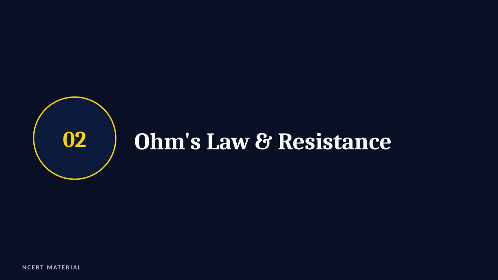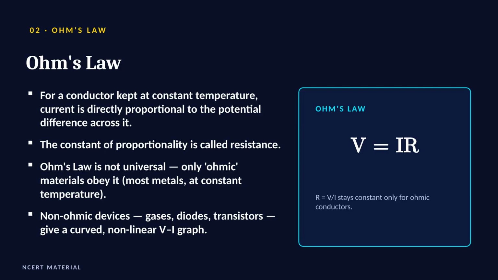Moving on to section 2, Ohm's law and resistance. Ohm's law is one of the most important relationships in this chapter. It states that, for a conductor kept at a constant temperature, the current flowing through it is directly proportional to the potential difference across it. The constant of proportionality here is called resistance. So we get the simple equation, V equals IR.